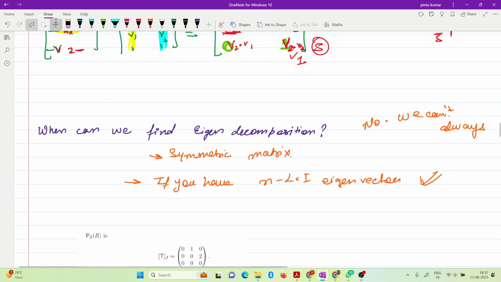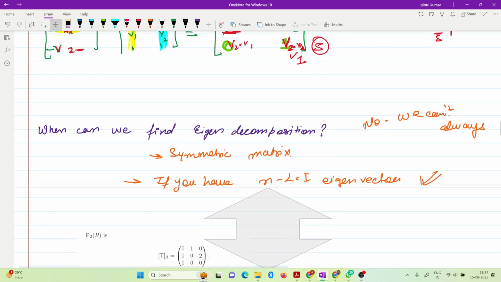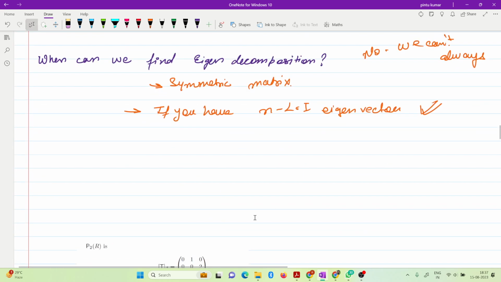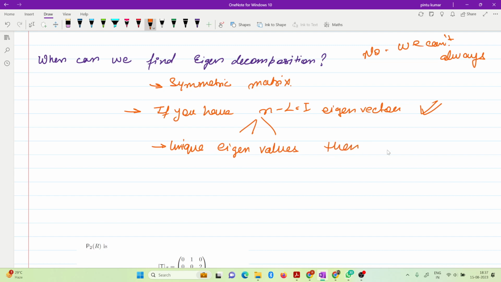If we look more deeply into it, let's say you have all unique eigenvalues, then also eigen decomposition is possible. This property is called diagonalizability. So when can you diagonalize a matrix and when can you not diagonalize a matrix?